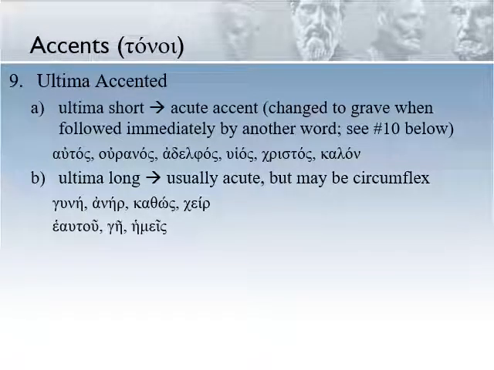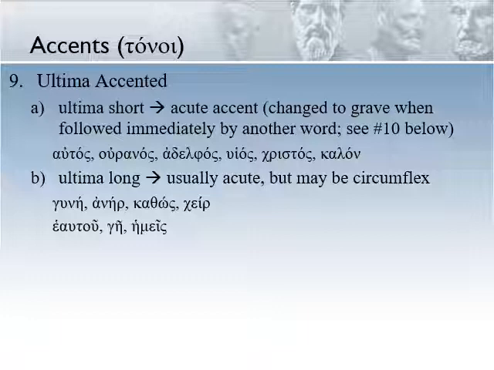We also find a few examples of circumflex accents on ultimas. And here's what that looks like. Heautou, ge, and hemeis. These all have circumflexes on those long ultimas.